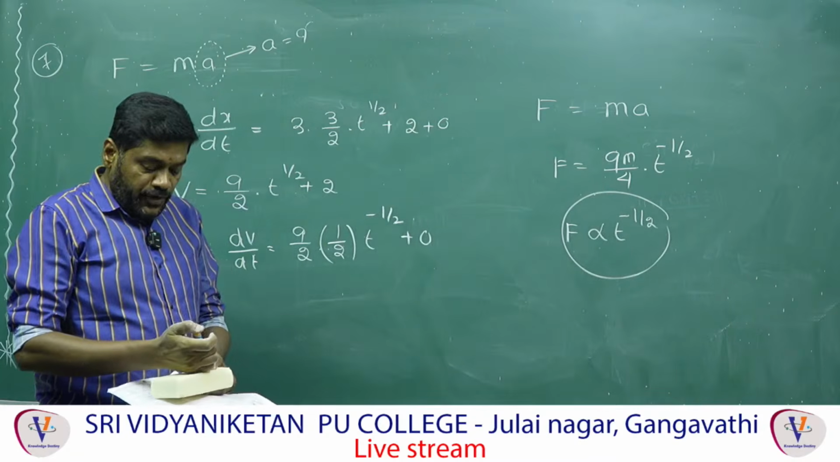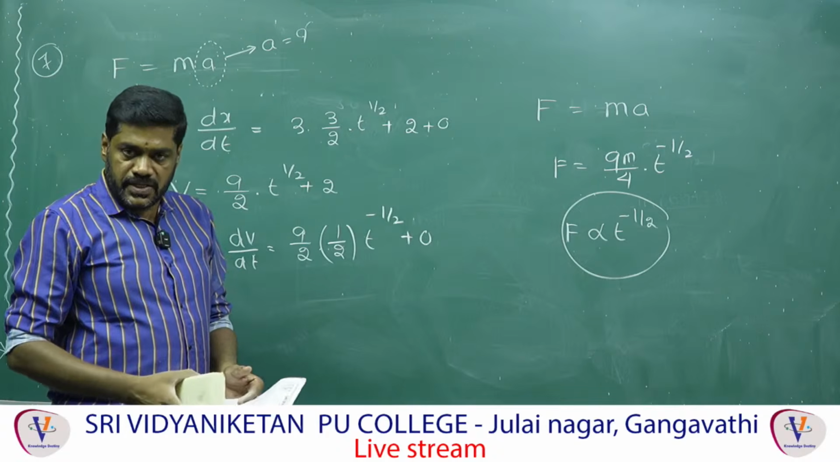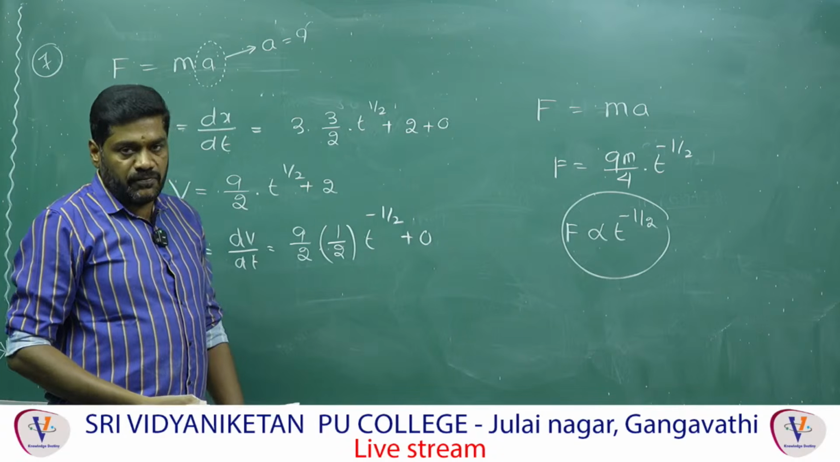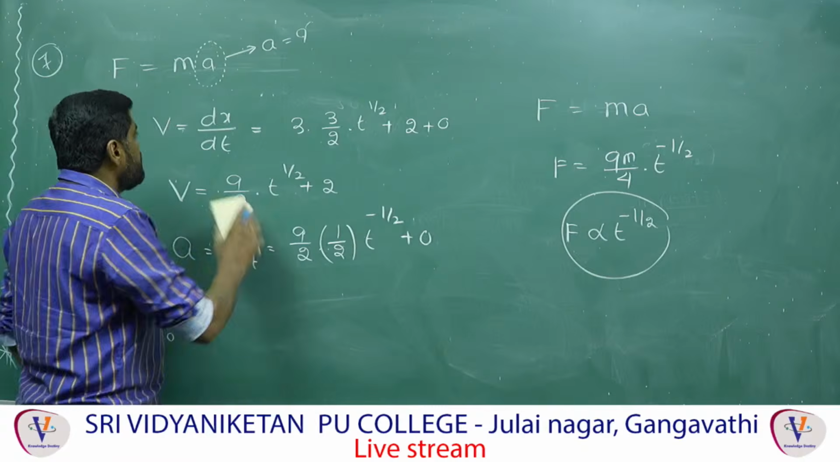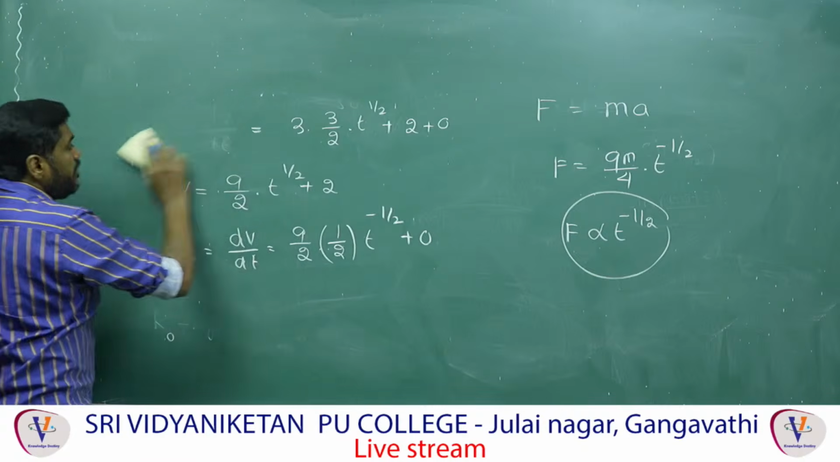Okay, simple. Just find the instantaneous acceleration, and then take the multiplication F is equal to m into a. So you can find the answer: force is directly proportional to t power minus 1 by 2.